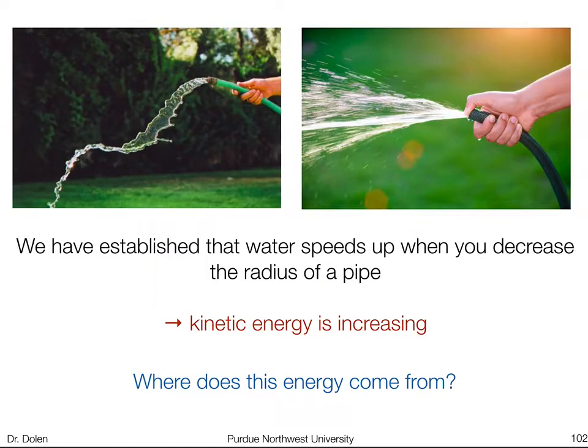So let's go back to our example of the hose. We already discussed that the volume flow rate in a hose stays constant. So when you put your finger on the end of the hose, in order to keep the volume flow rate constant, the speed of the water coming out of the hose actually increases. Okay. And so the question is, if the speed is increasing, the kinetic energy is also increasing. So where is this energy coming from? Are we just suddenly making energy out of nothing? That can't happen. So where is the energy coming from?